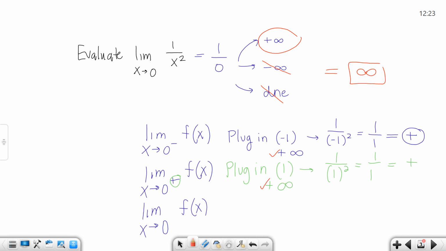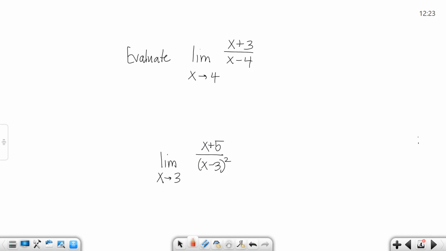Okay, let's do one more of these and then I'll change videos. Okay, looking at this next one here, I'm going to plug in the value 4. So when I plug in the value 4, I get 7 over 0. Okay, a number over 0 means it's either positive infinity, negative infinity, or does not exist. So what I need to do is I need to plug in something on the left side of 4. Okay, something on the left side of 4 would be 3.